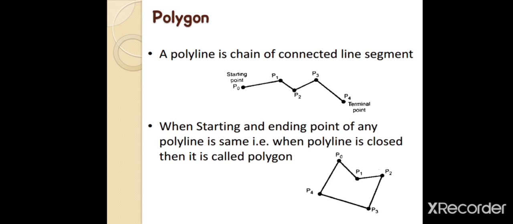In the case of such a polyline, when the first point and last point are connected to each other, it automatically creates a polygon. But the number of line segments must once again be greater than or equal to 3. That needs to be remembered. When the starting and ending point of a polyline are the same, when the polyline is closed, then it is called a polygon. This means P4 is going to connect to P0. Both of these are the same. At that time we can say it is a polygon.